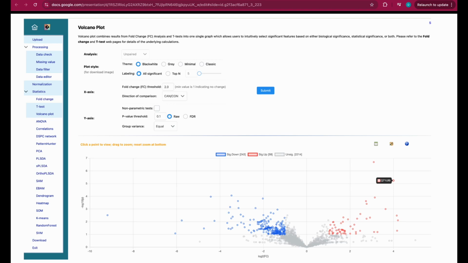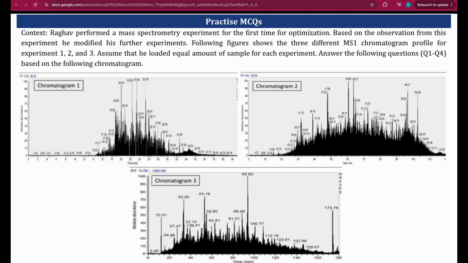You can see what is the difference among two different samples, and whether your results are significant or not, because the p value is also calculated. So the p value is also giving you the idea whether the variation which you observe is significant or just random. So everything you can do with MetaboAnalyst. So this is all about MetaboAnalyst.